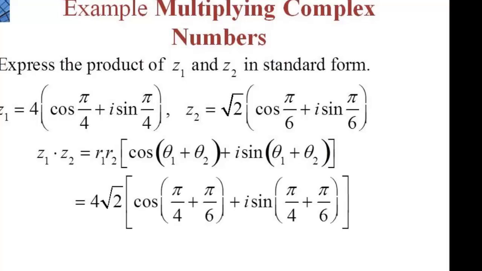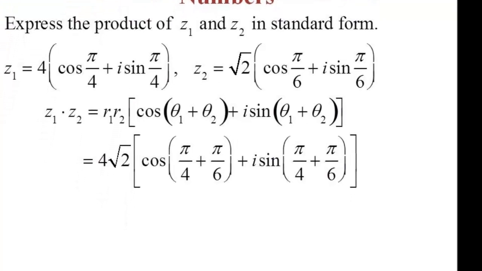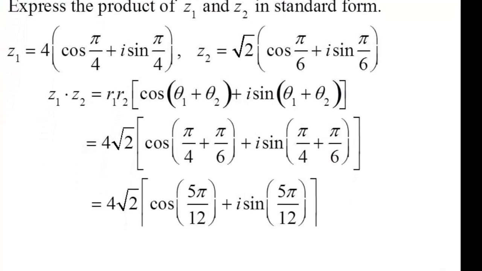Plugging the numbers into the formula, r1 times r2 is 4 times the square root of 2, and then we get cosine of pi over 4 plus pi over 6 plus i sine of pi over 4 plus pi over 6. In adding together pi over 4 plus pi over 6, we have to get a common denominator of 12, which would make it 3 pi over 12 plus 2 pi over 12, giving us 5 pi over 12. And we repeat that with the sine function as well.